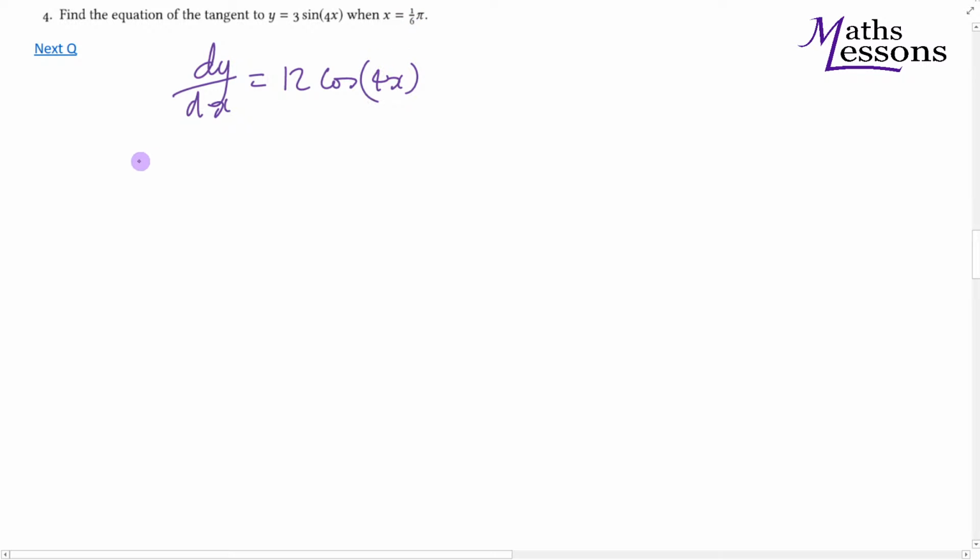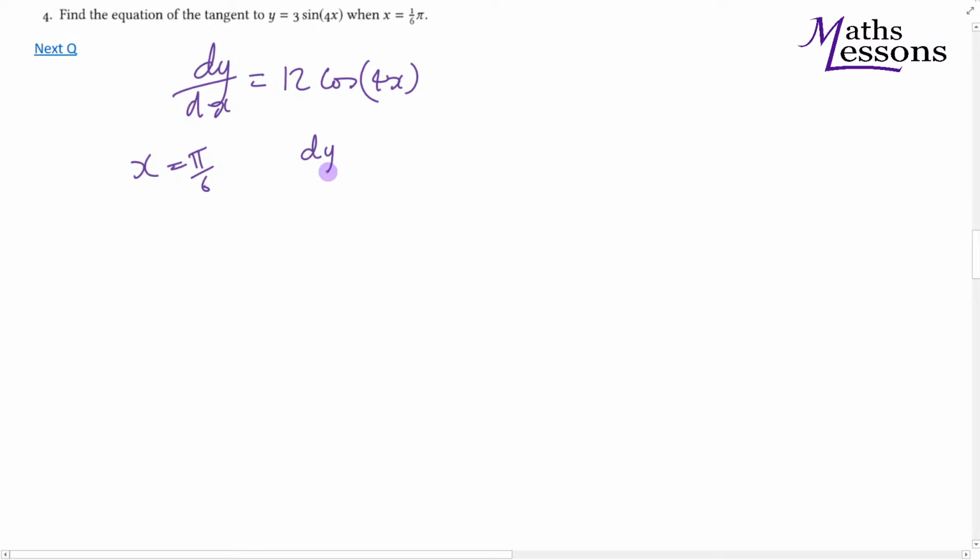Okay, so here we go. We're going to find the equation of tangent to y equals 3 sine 4x when x is equal to pi by 6. So the first thing we need to do to find the equation of tangent is we need to differentiate. So we're going to find dy by dx, and we're going to differentiate the sine to get cos. When we do the chain rule, the 4 will come out, so we get 4 times 3 gives us 12 cos of 4x. And we want to substitute x is pi by 6 into that.